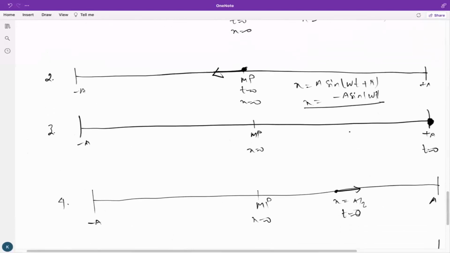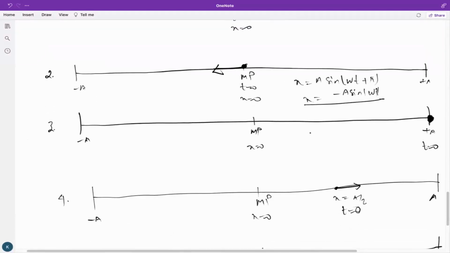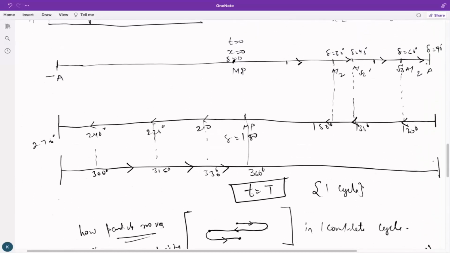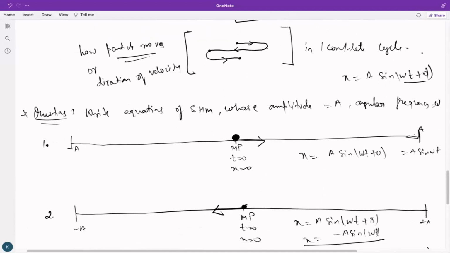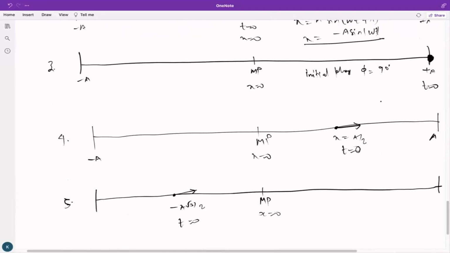In the third case, our particle is actually at pi by 2. So our initial phase phi is equal to 90 degrees. Why? Because look at here, right? It is actually del is equal to 90 when the particle is going in the right direction. So x is equal to a sine omega t plus pi by 2. It will be equal to a cos omega t.